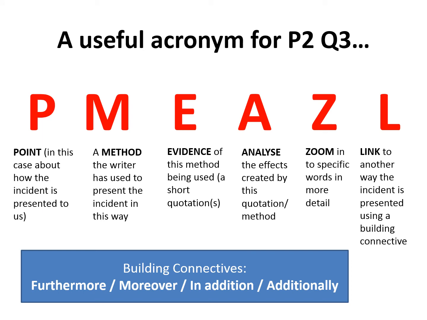And then L, the final aspect of PMEAZL, is link. And that means you link straight away to another way that the incident has been presented using a building connective. Now you might want to write this down. This means that at the point of link, you use a building connective. And in the blue box on your screen, you'll see 4 really useful building connectives that you could use. Furthermore, moreover, in addition, and additionally. So straight away you're adding to the point that you've previously made. A building connective is really, really useful for this particular question.